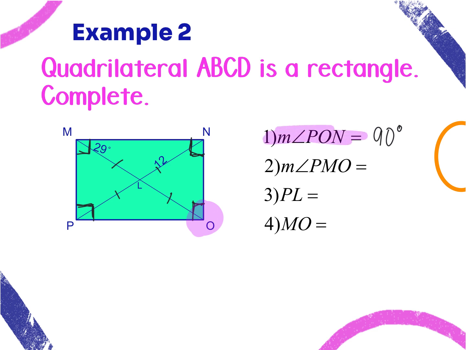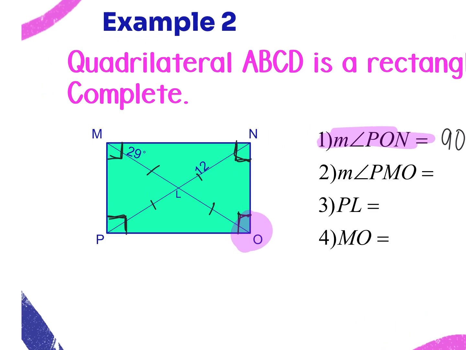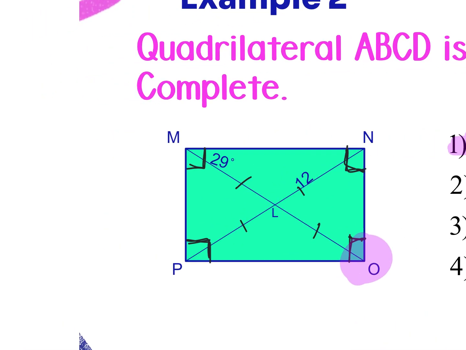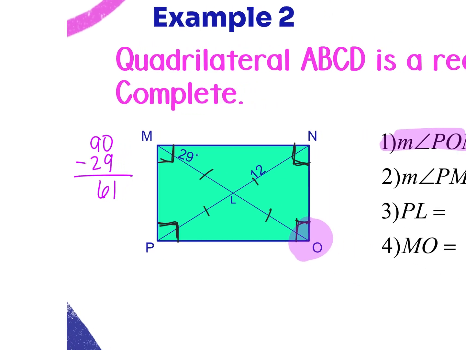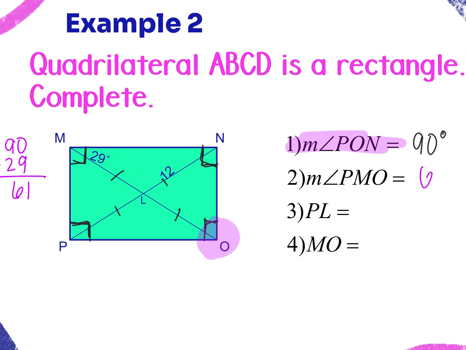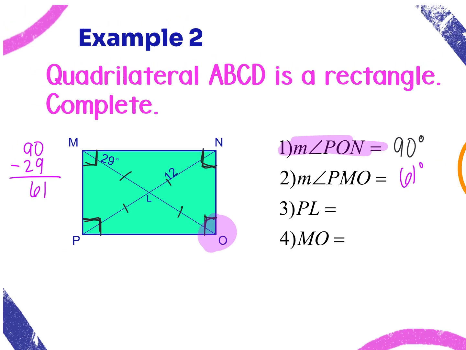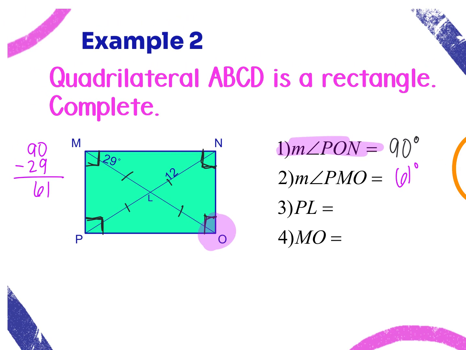What about the measure of PMO? It is not 29. Good, so you have to subtract. I'm going to take 90 minus 29, and that's going to give me 61. So 61 degrees. And what's PL? Good, 12. And what's MO? 24. You have to add 12 plus 12. Please do not put a degree sign for your lines. They are not degrees. The last question, try and do that one on your own.